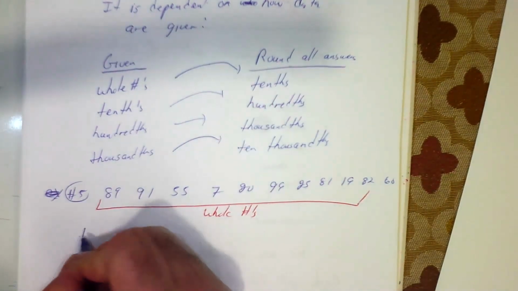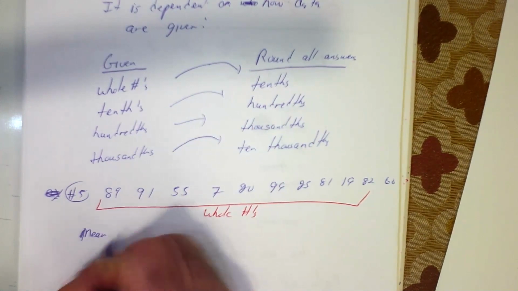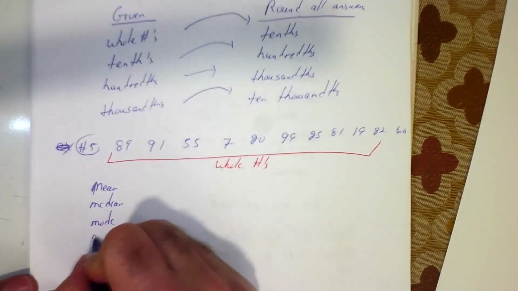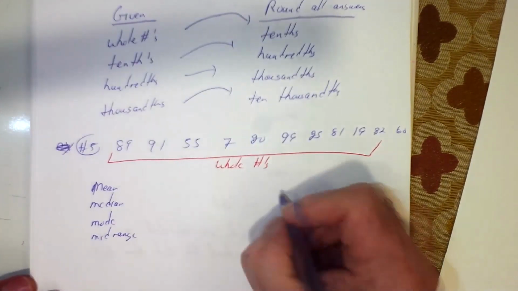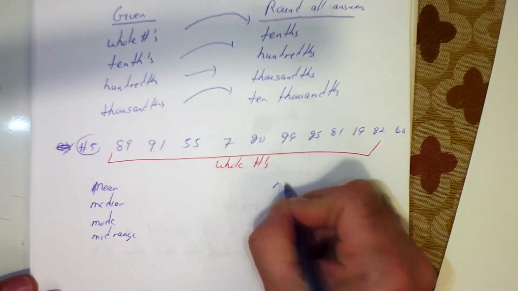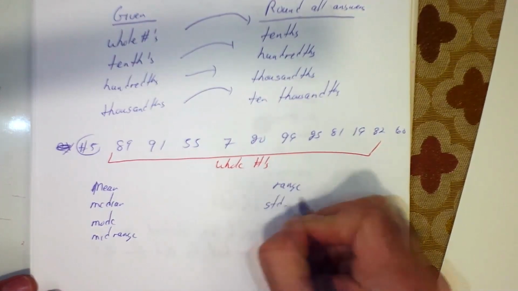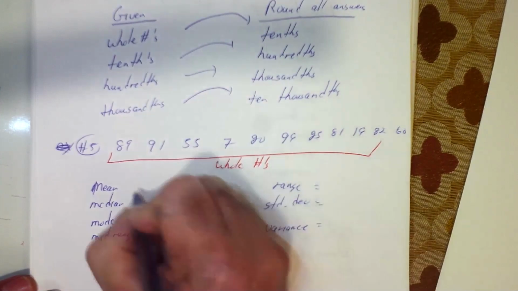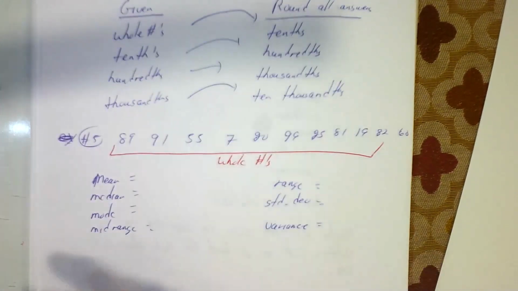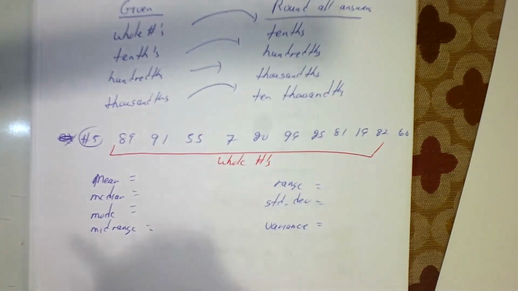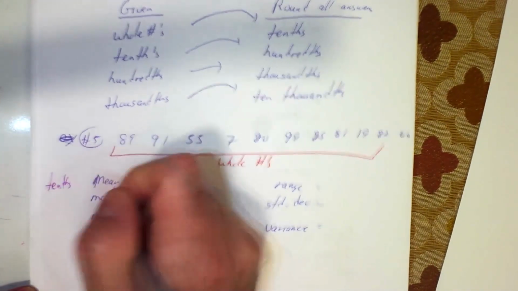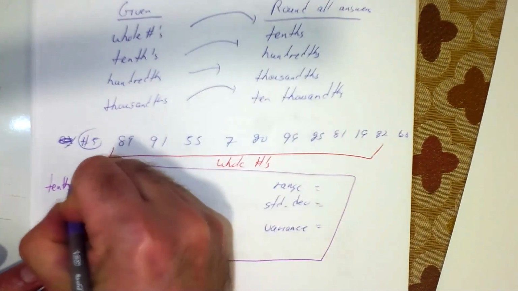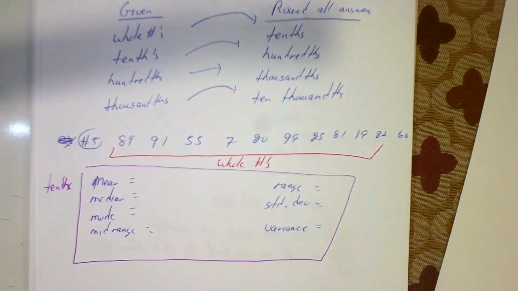So I'm going to go and write down my mean, median, mode, mid-range, range, standard deviation, variance. I'm going to go back to StatDisk, and I've got to round all of them to the tenth. They all have to be rounded to the tenth. All of them. Okay, all right, let's go back to my StatDisk.